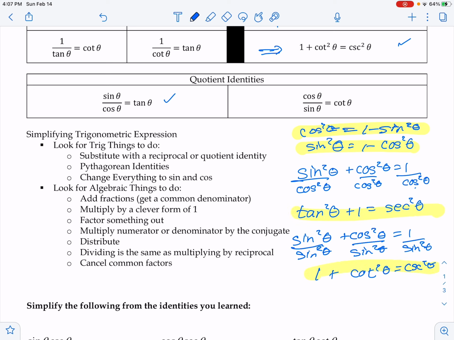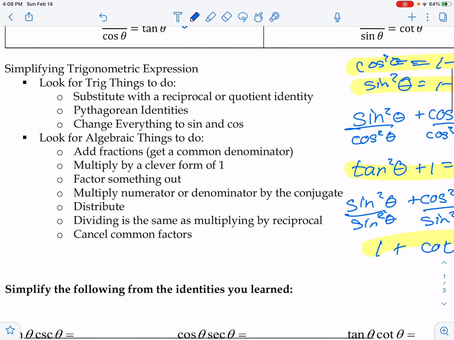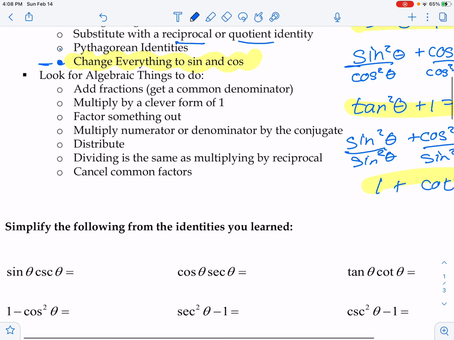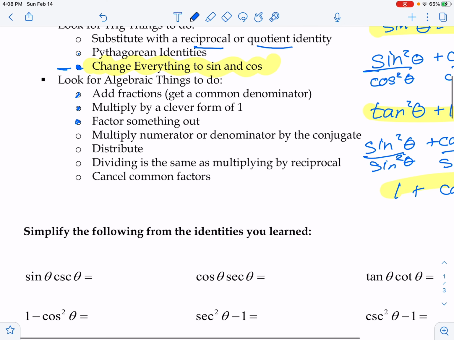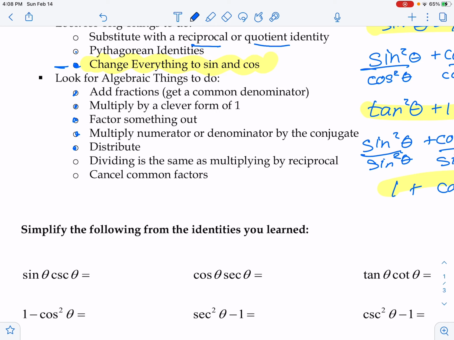Okay, our goal is to simplify things down to something. The problem is usually you don't know the answer. So what am I going to do? Okay, you're going to make substitutions using reciprocal or quotient identities. Use your Pythagorean identities. Change everything into terms of sine and cosine. Usually that's one of the things I do first, but not always. Okay, other algebraic things to do: you can add fractions, multiply by a clever form of 1, factor something out, multiply numerator and denominator by the conjugate, distribute, divide. Dividing is the same as multiplying by a reciprocal, cancel common factors.